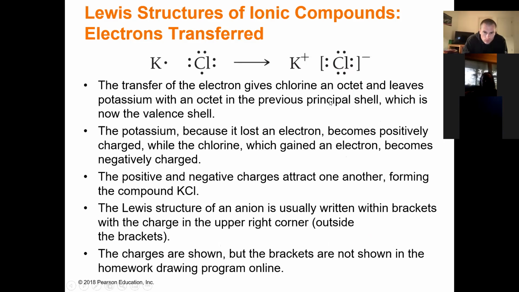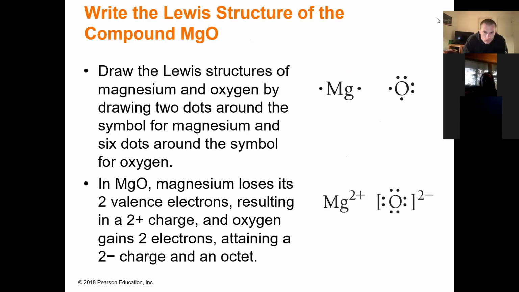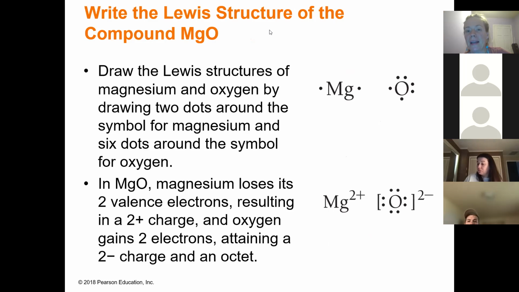Let's look at another one of these. Magnesium and oxygen. So magnesium is in column 2. It has 2 valence electrons. Oxygen is in column 6, so it has 6 valence electrons. When these two things come together, these 2 electrons are going to get transferred over to the oxygen. Magnesium will be down 2 electrons, making it a 2+ charge, and it has a complete octet from the previous shell. Oxygen has gained 2 electrons, so it's filled those open empty spots, and now it also has an octet.